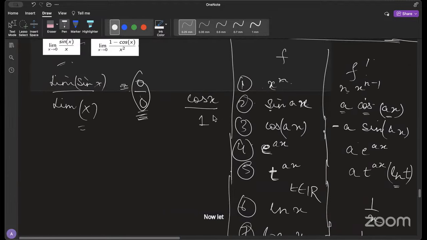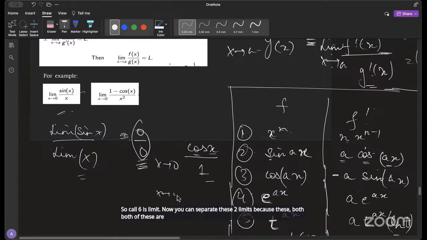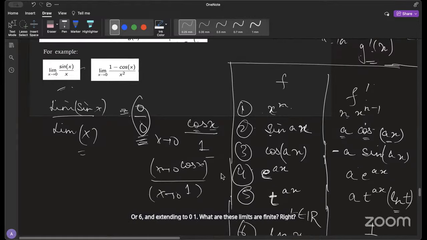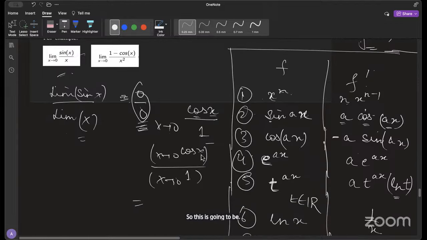Now let's come to this one. Sin x derivative is cos x, and x's derivative is 1, right? From these formulas only. And then you apply this limit x tending to 0. So cos x is the limit. Now you can separate these two limits because both of these are finite: x tending to 0, cos x, and x tending to 0, 1. Both of these limits are finite, right? In other words, you're not going to get 0 by 0 or infinity by infinity form here. So you can separate the limits over these two. So this is going to be, as x extends to 0, 1, right? This limit is going to be 1.